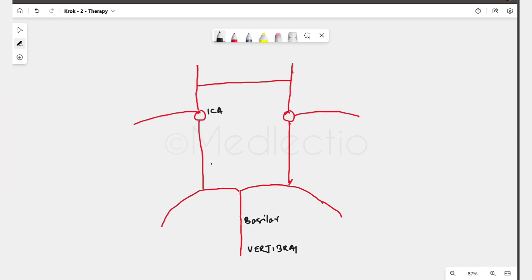So what we see is this portion. This is the posterior circulation, and this one is anterior. So we have the anterior circulation and the posterior circulation, and you can see in this image that they are communicating here. So this is the ICA, the internal carotid artery. This is the middle cerebral artery.